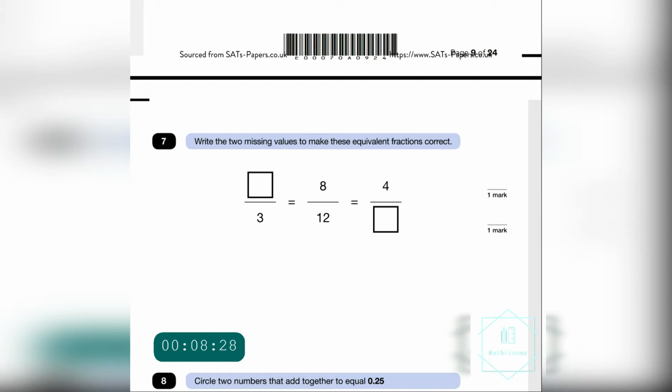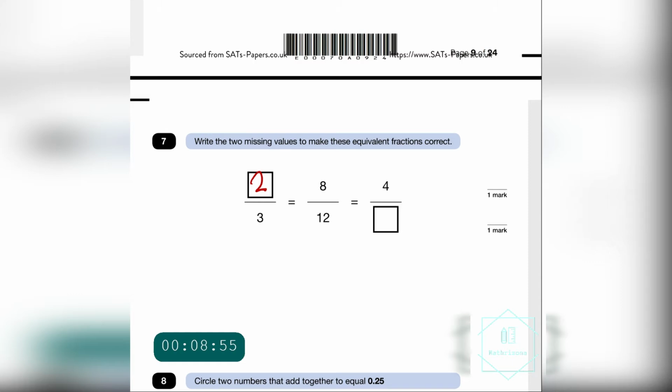Write the 2 missing values to make these equivalent fractions correct. So if you see in the center, it's showing 8 and 8 by 12. So on the left hand side, 12 is 3 fours are 12. So that means we have to put a number here for which 4 times that number will be 8. And from the 2 times table, we know that 2 fours are 8. So that means this will be 2.